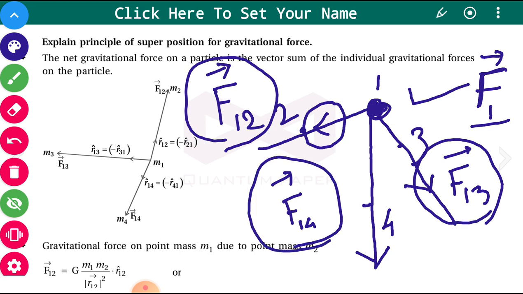So the resultant force is the vector sum of all the other forces acting on the particle under consideration, and this is the principle of superposition: the resultant force on a given particle is the vector sum of all the forces acting on it by the other particles present around it. Now we shall discuss its vector form in detail.